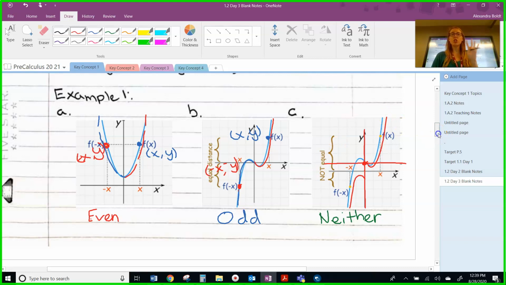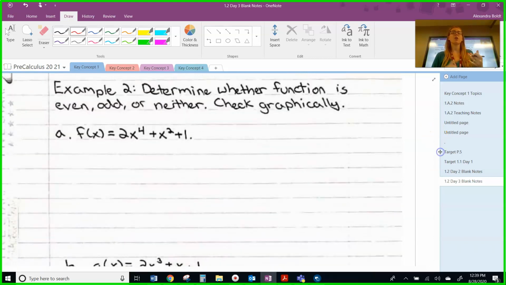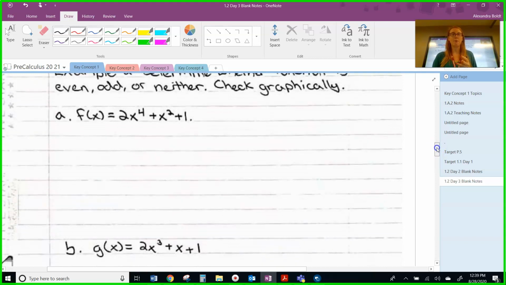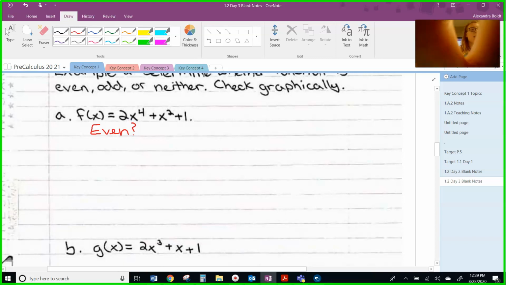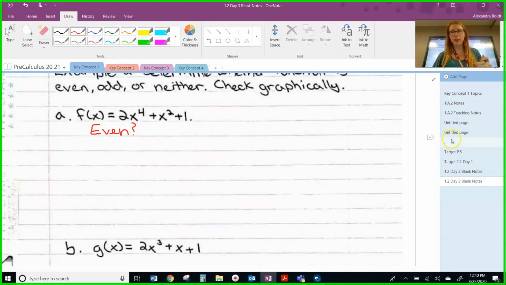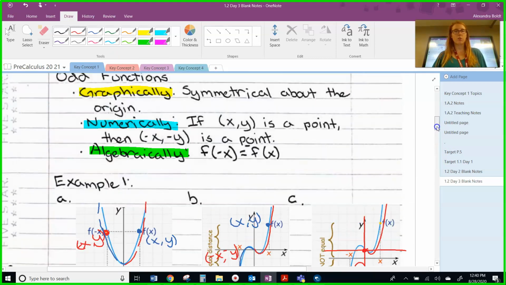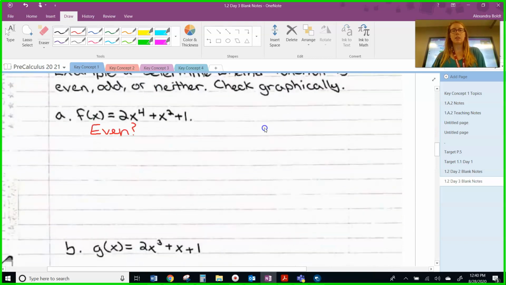Okay. So what we're going to do is look at some examples and determine whether the function is even, odd, or neither algebraically first, and then we'll check graphically so we can see a few more examples of that. The first thing we always check for is even. I'm going to write even, question mark. In order to check if it's even, we put in f of negative x, because we want f of negative x to equal f of x.